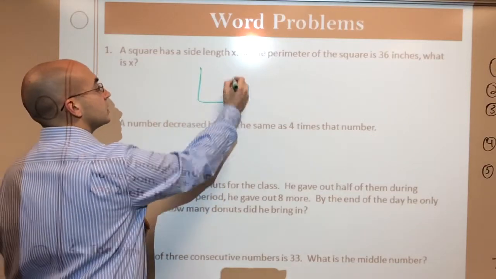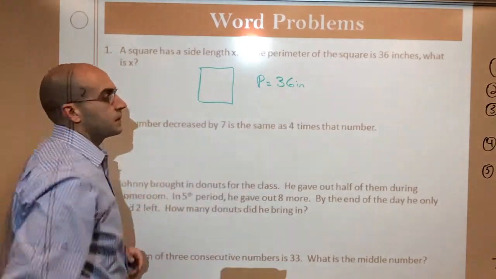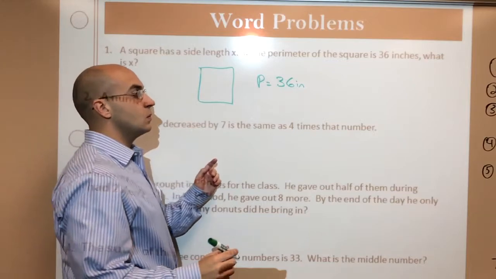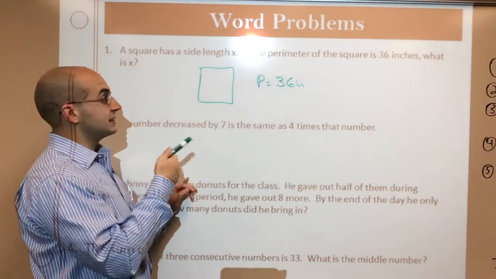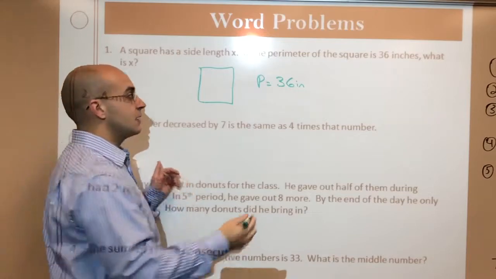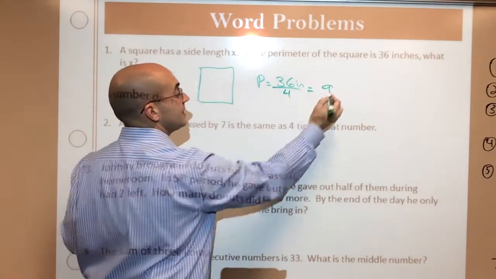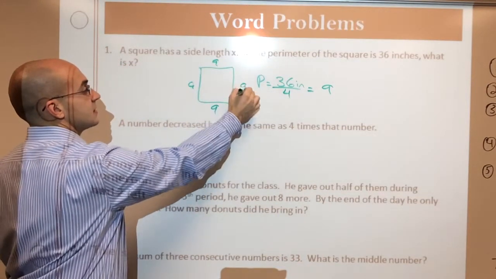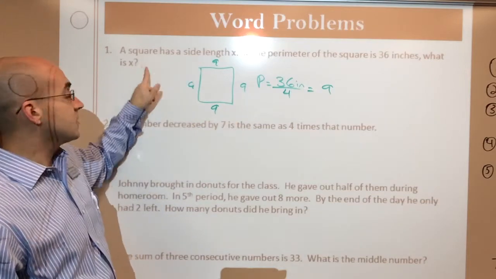So if I have a square, and I know that the perimeter is 36 inches, what do you know about a square? Well, it's got 4 sides. So if the side length is x, what is x? I know that there's 4 sides, so 36 divided by 4. That means that x is going to have to equal 9, because that's 9, 9, 9, 9. So 9, 18, 27, 36. So your answer is 9.